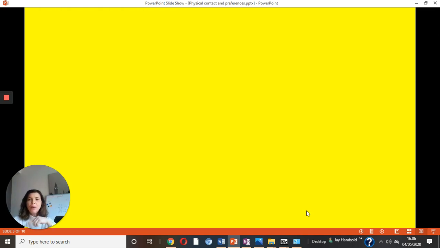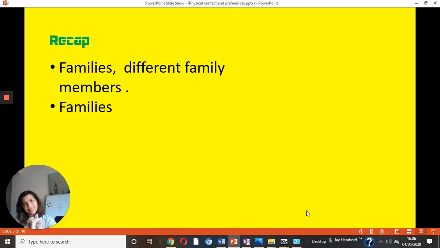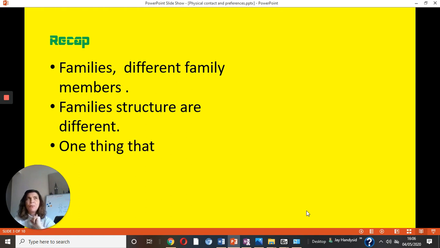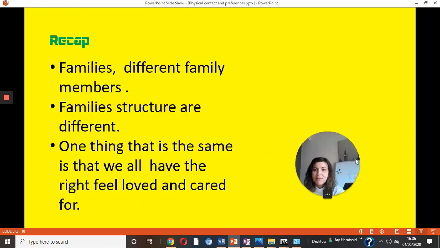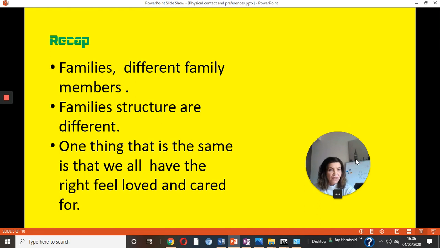Okay, so we're going to have a little bit of a recap. Yesterday, remember, we looked at families and we realised that there are many different types of family. There are two dads, two mums, a mum and a dad. There are people that are carers that look after us, grandparents that look after us. So families are made up of many different structures, but there is one thing that is always the same with our family, and that is that we have the right to feel loved and cared for, and trust as well.